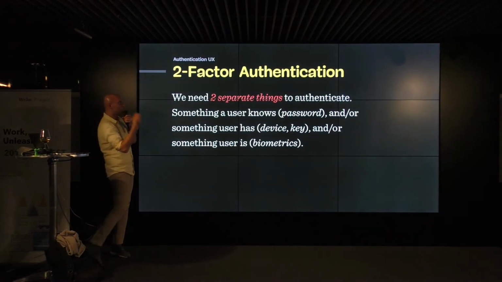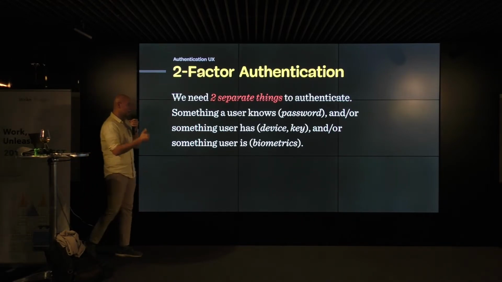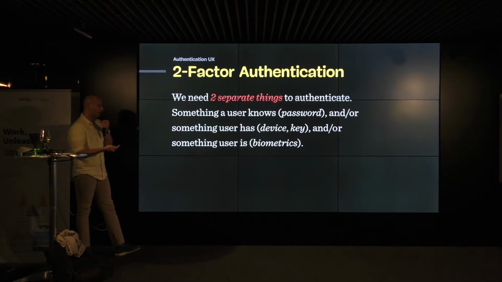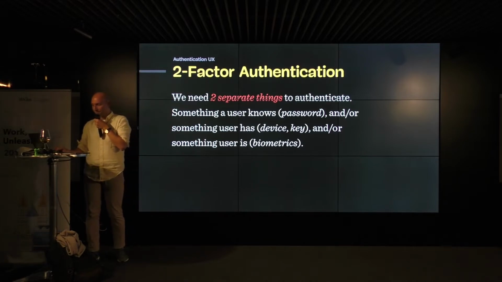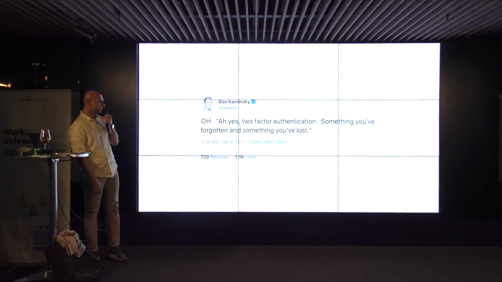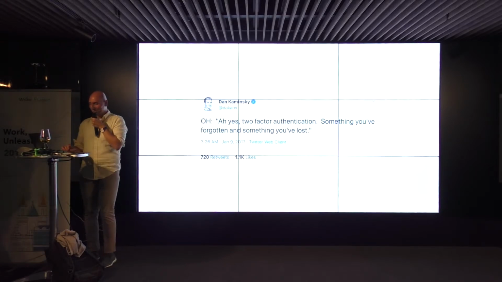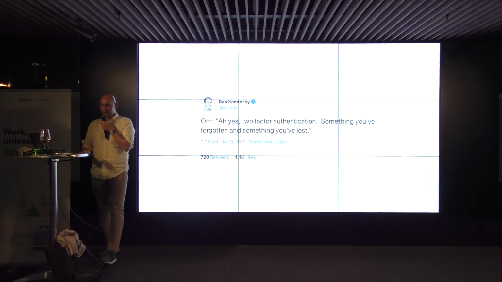Because when it comes to two-factor authentication, we need two separate things to authenticate. It could be something the user knows, like a password, something that the user has, like a device or key, and something the user is, biometrics. So you always need two things. I mean, frankly, this is sometimes what two-factor authentication is: something you've forgotten and something you've lost. Which is a little bit sad, but this is kind of where we're getting.